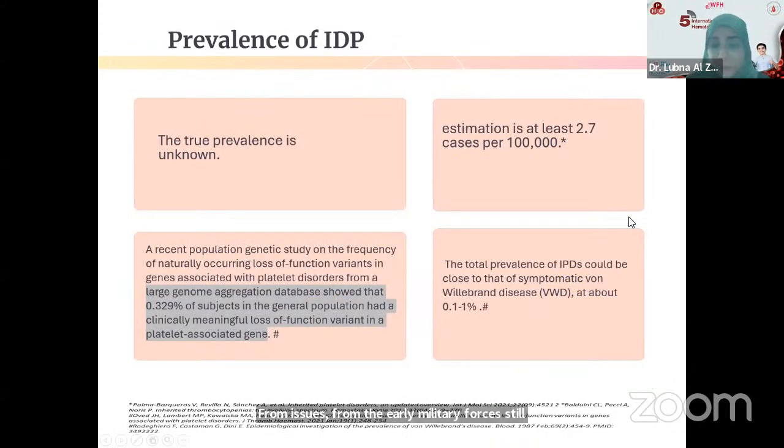The prevalence of inherited platelet disorders, actually the true prevalence, is unknown. However, the estimated prevalence is at least 2.7 cases per 100,000. In a recent population genetic study using a large genomic aggregation database, around 0.329% of subjects in the general population had a clinically meaningful loss of function variant in a platelet-associated gene. This could be close to that of symptomatic von Willebrand disease, which is about 0.1%.